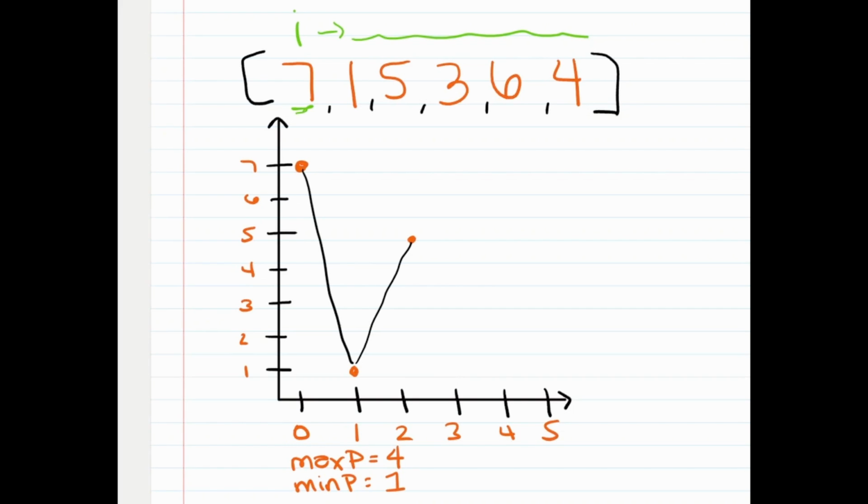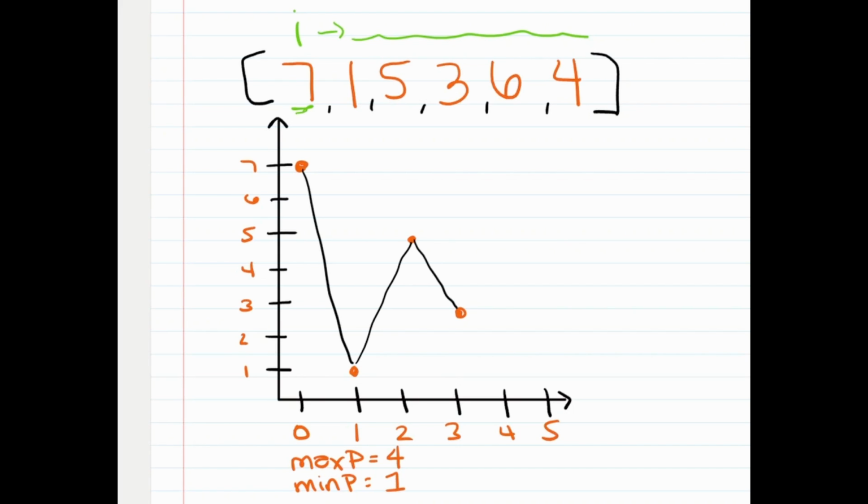So if we go to the next value, index 3, and the value is 3, we're going to plot that here at 3, and connect that point right there. We are going to notice that these values are not going to change, because 3 is greater than 1, so our minimum value is not going to change, and 3 minus 1 is 2, and our max profit right now is 4. So that's not going to change at all because we're saving this as we go along.